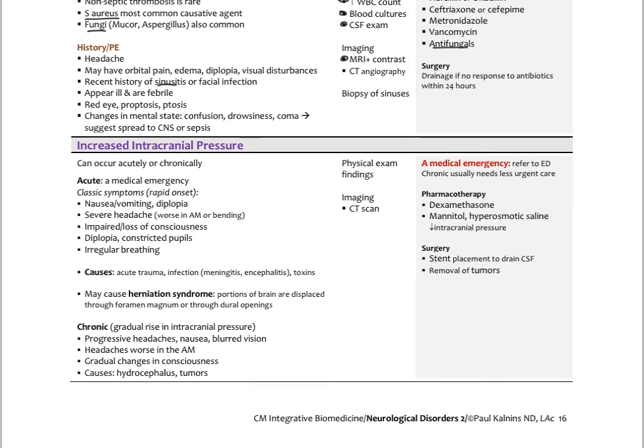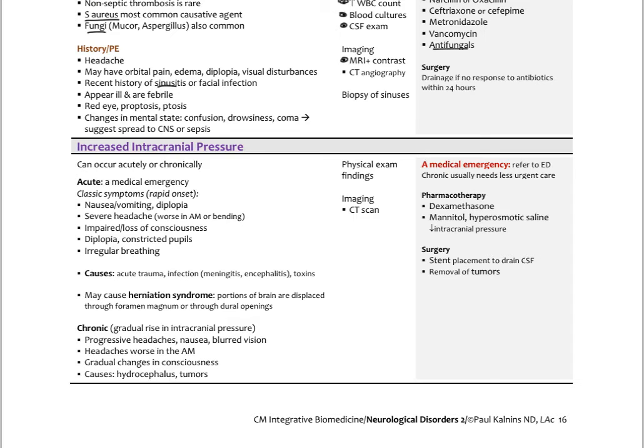And then we've already talked about increased intracranial pressure. Whenever you suspect this, again, it is a medical emergency. And that's usually going to be the classic symptoms of nausea, vomiting, double vision, severe headache, worse in the morning or worse with bending over, impaired consciousness, double vision again, constricted pupils, irregular breathing.